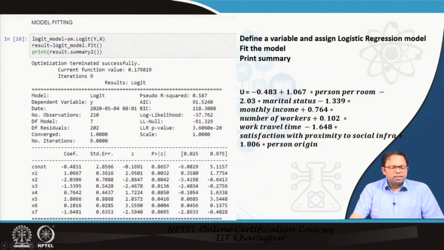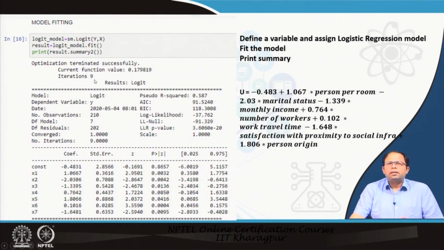And then in the next part we do the model fitting. That means we run the model. So we call the function sm.logit. In statsmodels there is a logit function. So result is equal to logit_model.fit. First we fit the data and then we print the results. Once we print the results, this is the output that you see, where it says optimization terminated successfully. Current function value is 0.179 after 9 iterations.